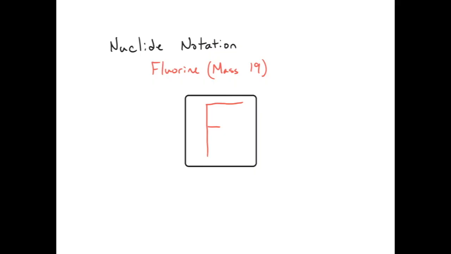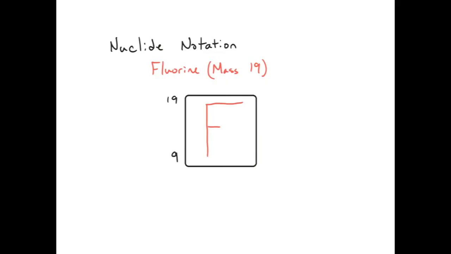Now in the lower left-hand corner of the box, you'll put the atomic number. And since fluorine is atomic number 9, we're going to put 9 down here to represent the number of protons. Now in the upper left-hand corner, we put the mass of the isotope. And I identified the mass of the isotope in the name, fluorine with a mass of 19. So we're going to put a 19 up here. Now if this was a charged ion, we would put the charge of the ion up here in the upper right-hand corner. But this is neutral, so you can just simply leave it blank.